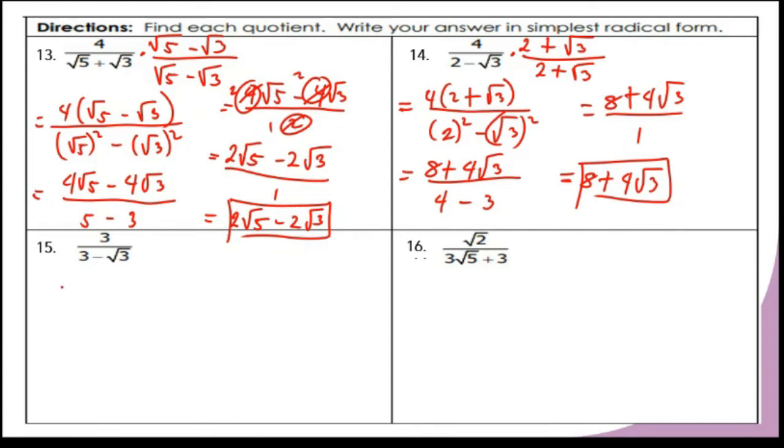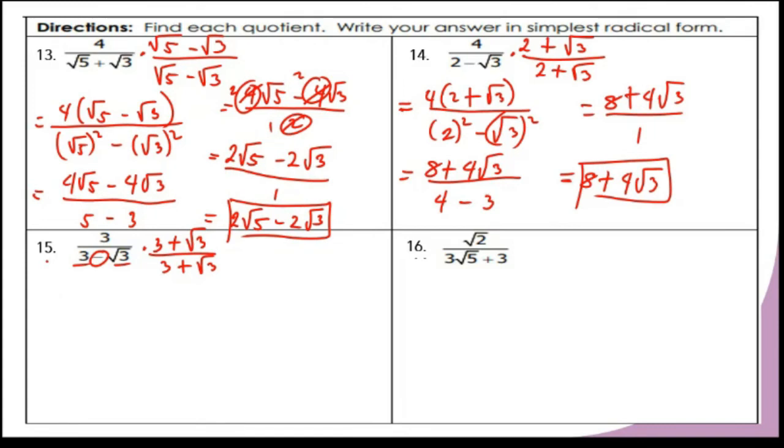Let us have number 15. So you have 3 over 3 minus square root of 3. You will now multiply it by its conjugate. So that is 3 plus square root of 3 all over 3 plus square root of 3. So when you say conjugate, you will consider the first two terms and just reverse the sign of the middle term. Since it is minus, the conjugate will be plus.